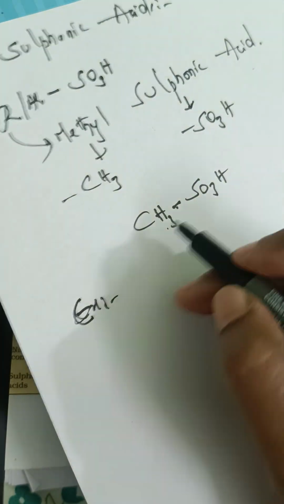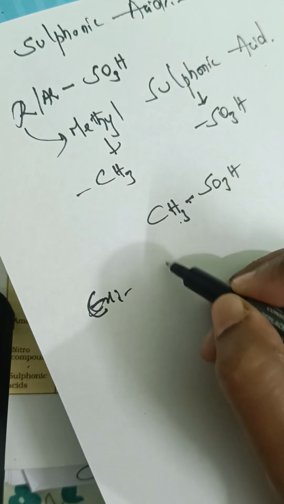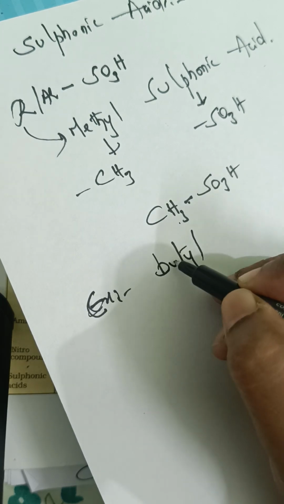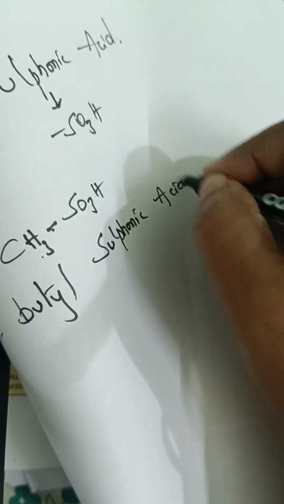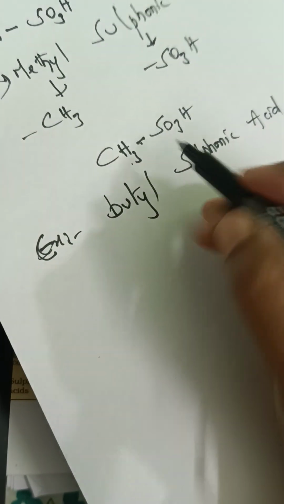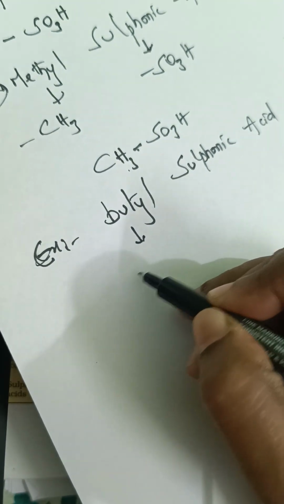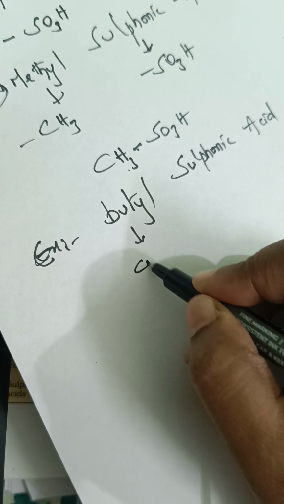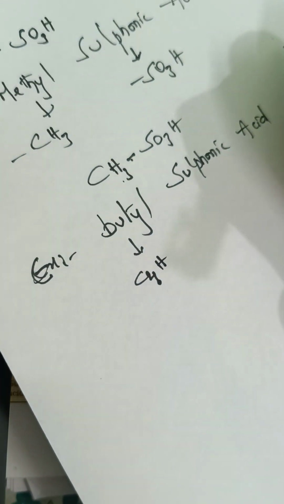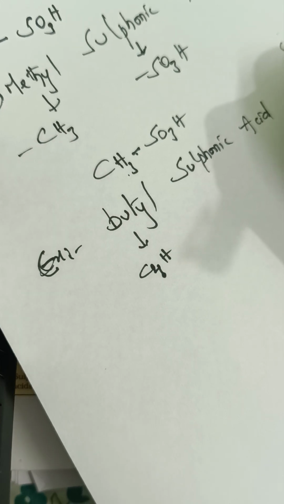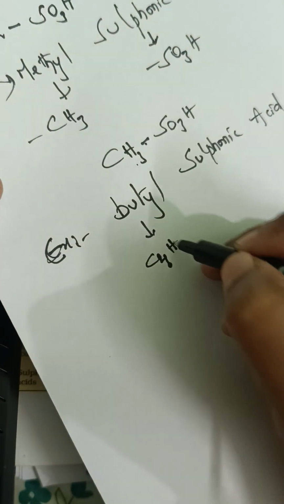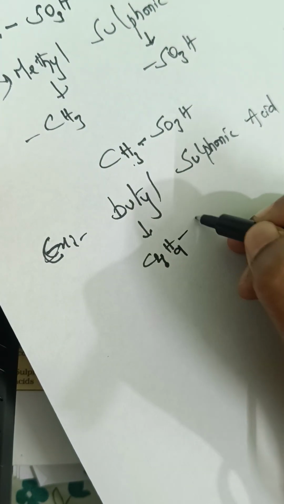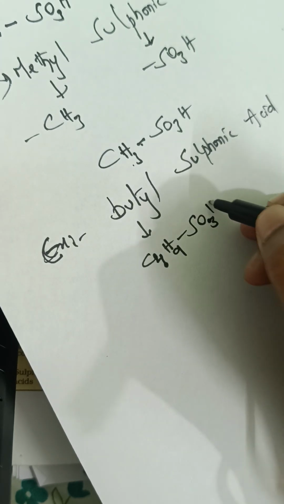One more example we will take. Butyl sulfonic acid. So first of all you should know the formula for this butyl group. Now you write here CH3, C2H5, C3H7, C4H9. So C4H9 will be the butyl group structure, and then you just add the sulfonic acid group.